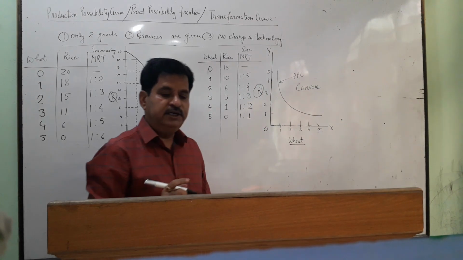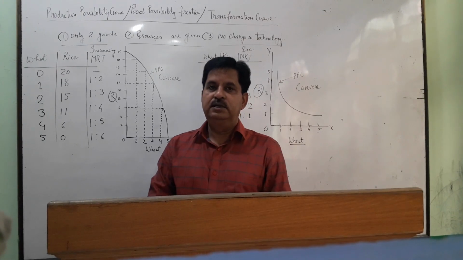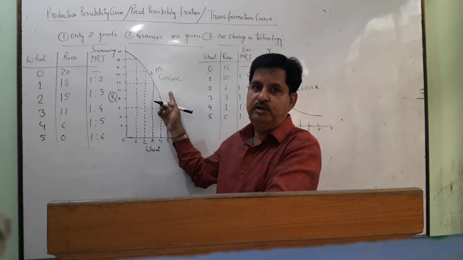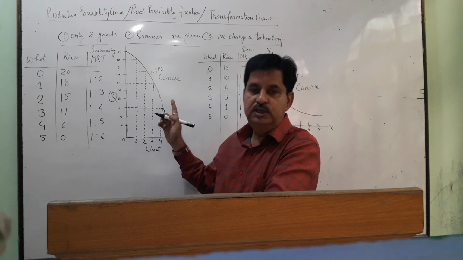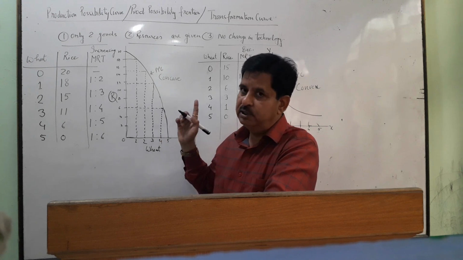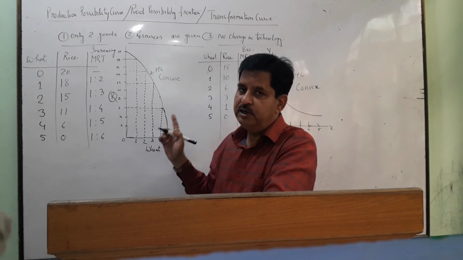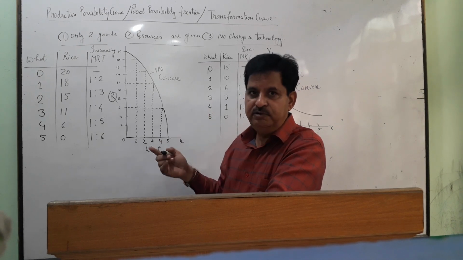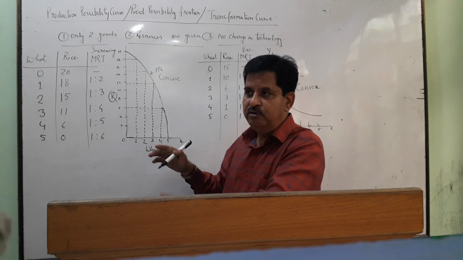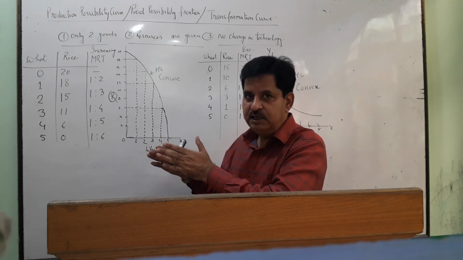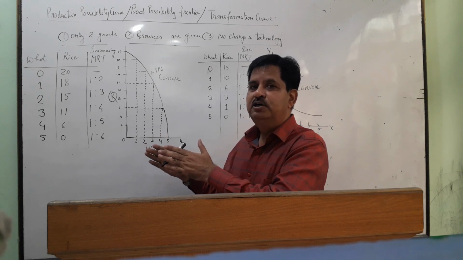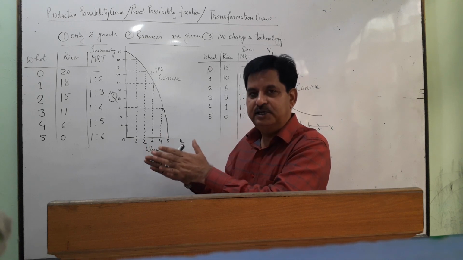But remember, as I told you, the production possibility curve is always concave to the origin. It is never constant, it is never a straight line, and it is never convex to the origin. In the next video, we will see how it is affected when the production of both the goods is increased or the production of both the goods is decreased.